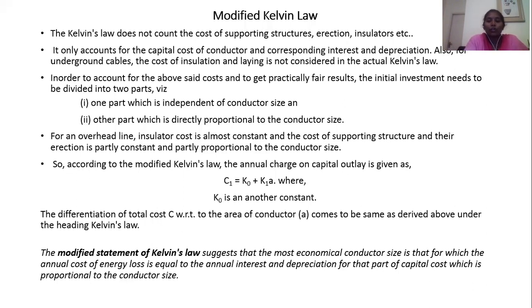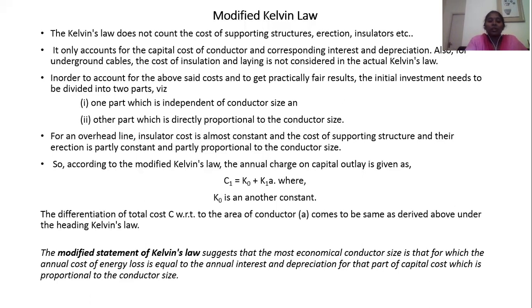Now, as usual, in order to obtain the minimum or maximum condition, we have to differentiate the equation with respect to the variable. The total cost equation is C1 plus C2, where C1 is equal to K0 plus K1A and C2 is K2 by A. I differentiate this with respect to the area of cross section and equate it to 0. So we get K1 is equal to K2 divided by A squared, as usual.